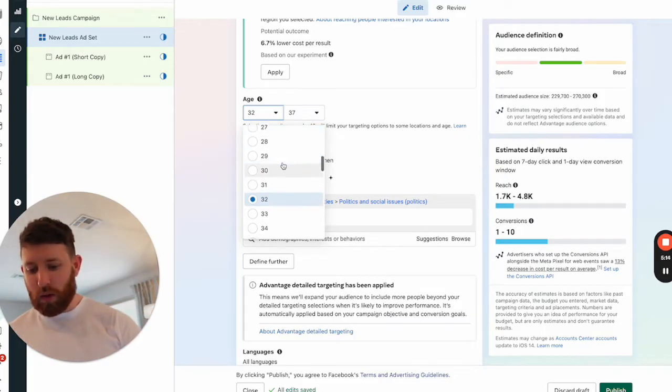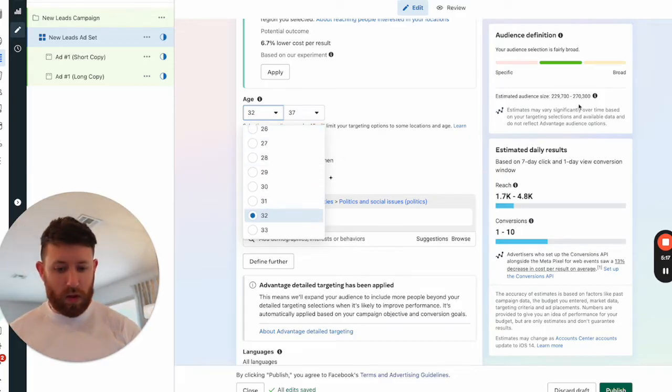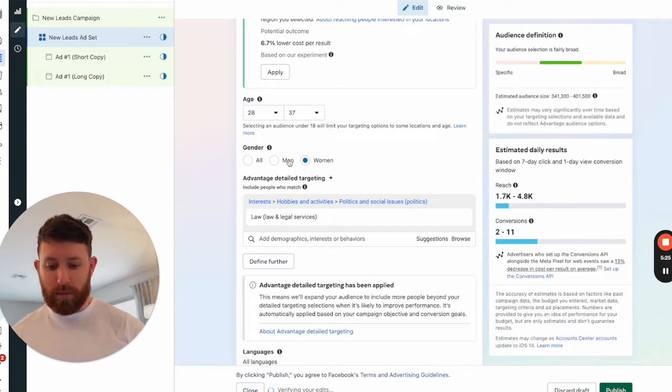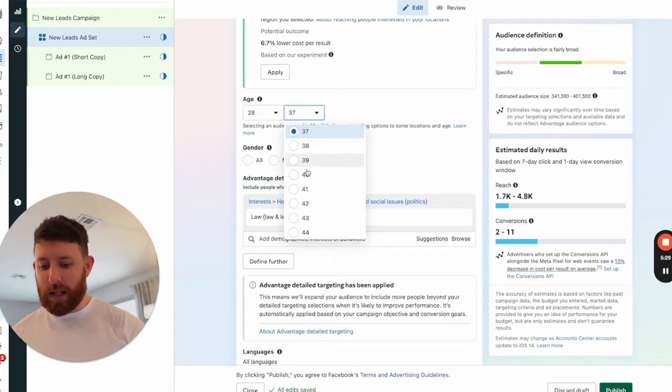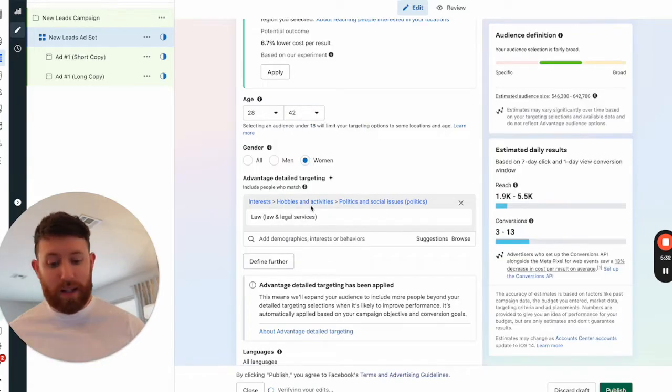But if we were even to go to, let's say, so remember, we've got 229,000 here on the low end. So let's say that we go just 4 years down to 28. Now we've got 341,000. And then let's just say that we take this to 42. So again, not massive changes. Now we've got it to over 500,000.